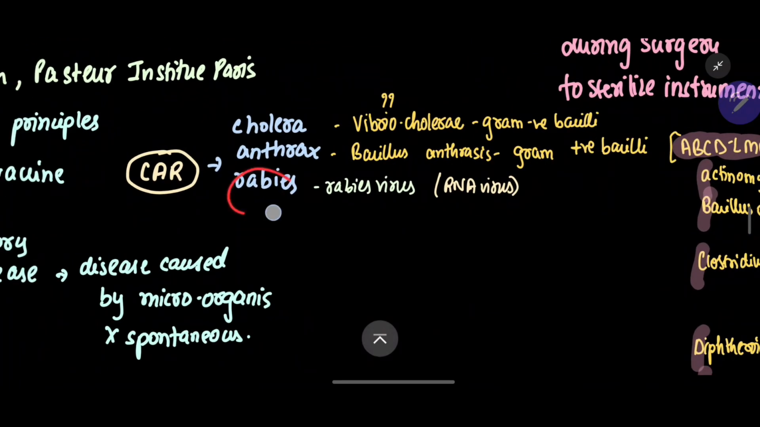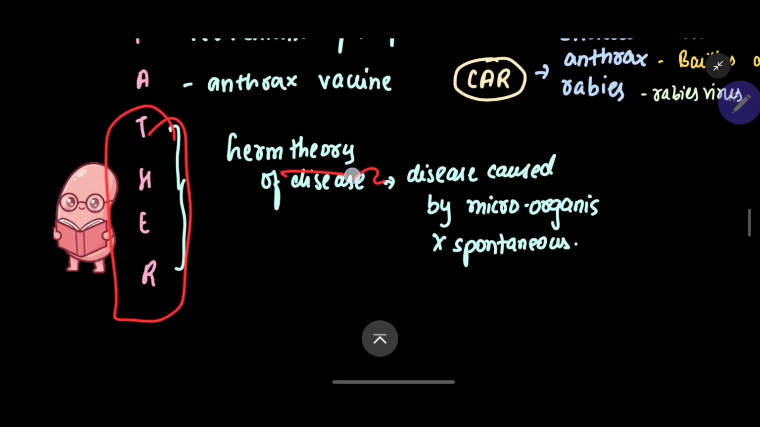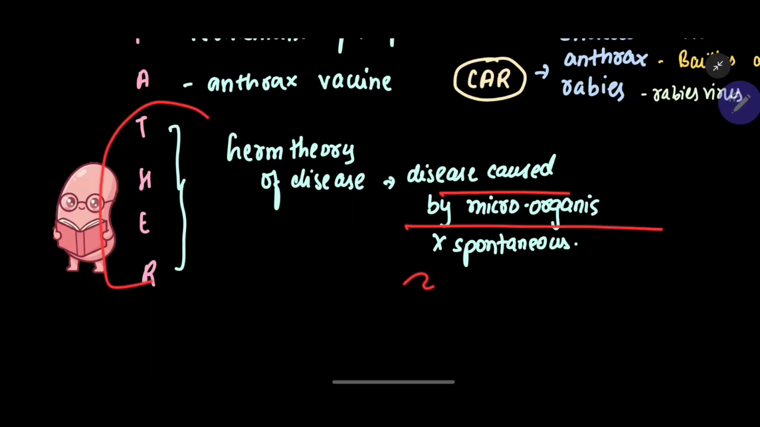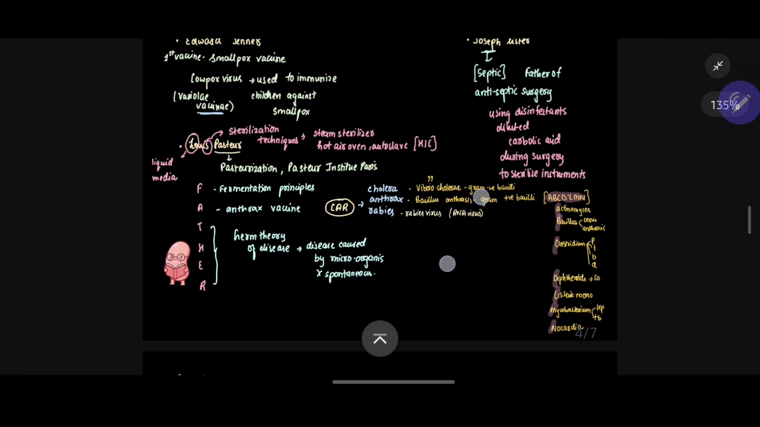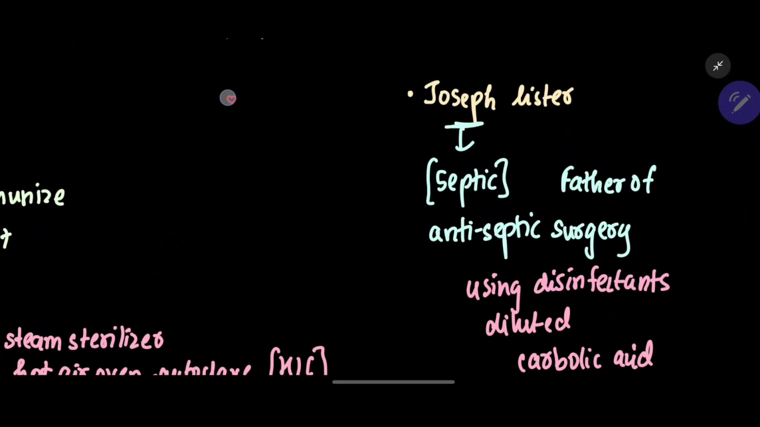Okay, next one, rabies. Rabies is R, so RNA virus, and it's caused by rabies virus. Next, THER, germ theory of disease, and it says that disease is caused by microorganisms and it is not spontaneous. Okay, so this is about Louis Pasteur. Let's move on to our next scientist.